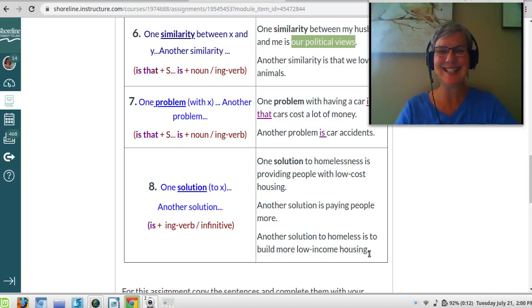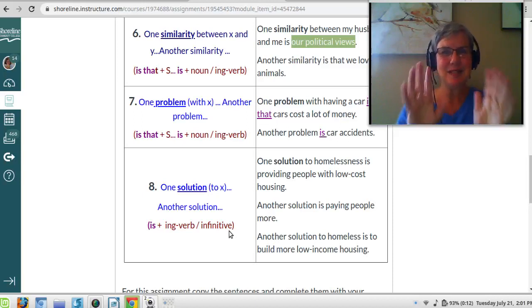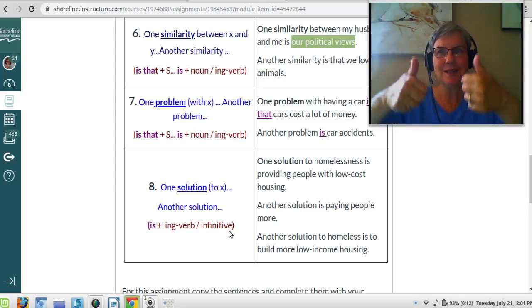So here we can see another solution is paying people more. Another solution is to pay people more. You can put an ing verb or an infinitive. I know that there are a lot of details to these sentences. We will also practice them next week, and you will practice using the prepositions with the sentences in the next exercise. Please take some time to learn how to make these sentences, because knowing how to use them will really increase your English ability.